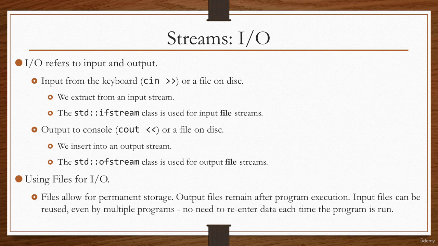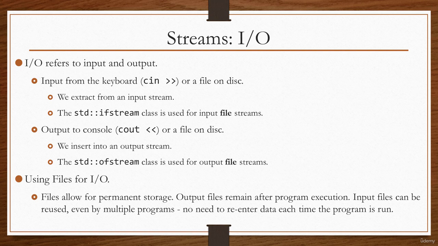So why are we concerned with files for input and output? Well, files allow for permanent storage. Output files remain after program execution. Input files can be reused multiple times, even by multiple programs. And there's no need to re-enter data each time the program is run. You simply read the data from the file and then do something with that data. Some calculation perhaps, and then you can either print that information out to the console again, or you can put it out to another file on disk.